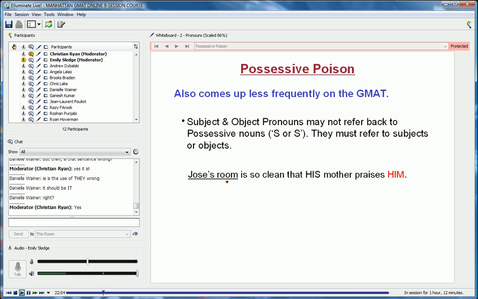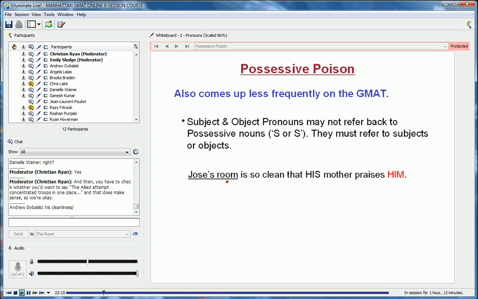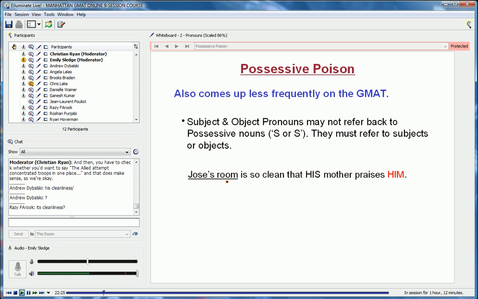Why don't you guys type in some suggestions to fix this sentence? Go ahead and just type that to everybody. And there's more than one way to fix this sentence, so if yours is already up there, think about another way to do it.